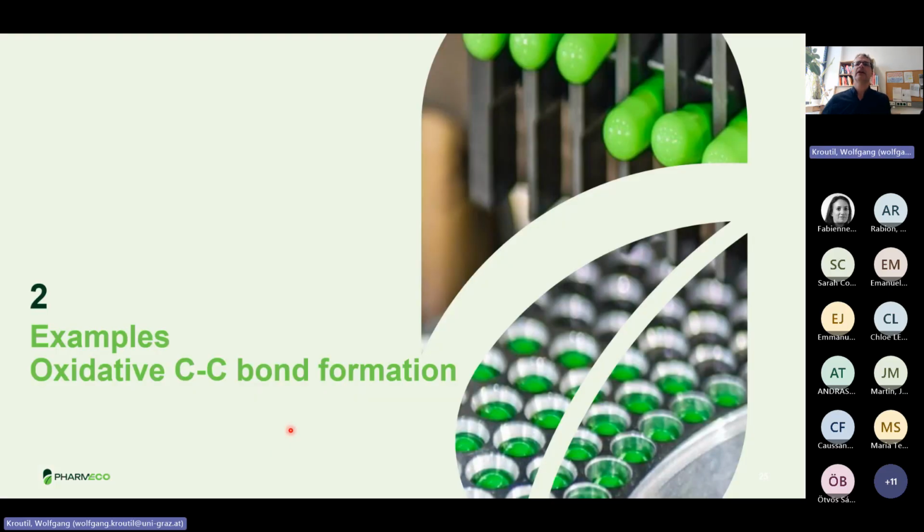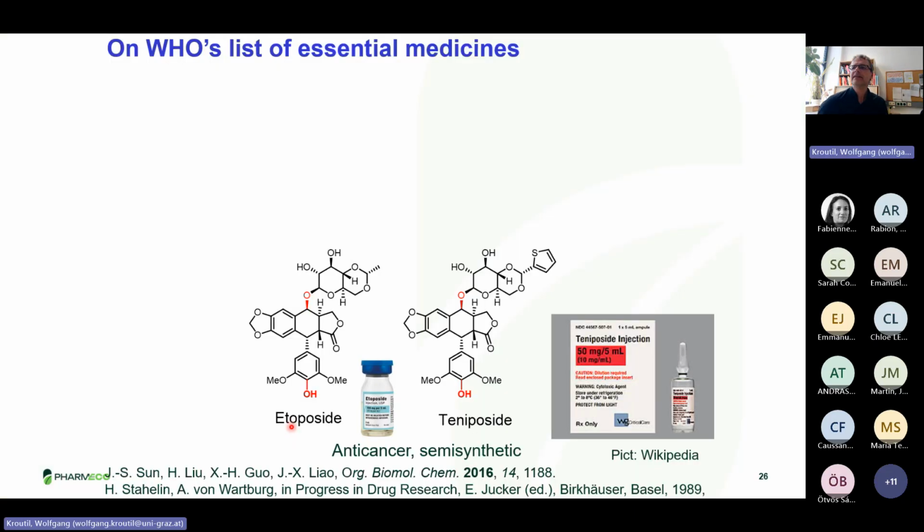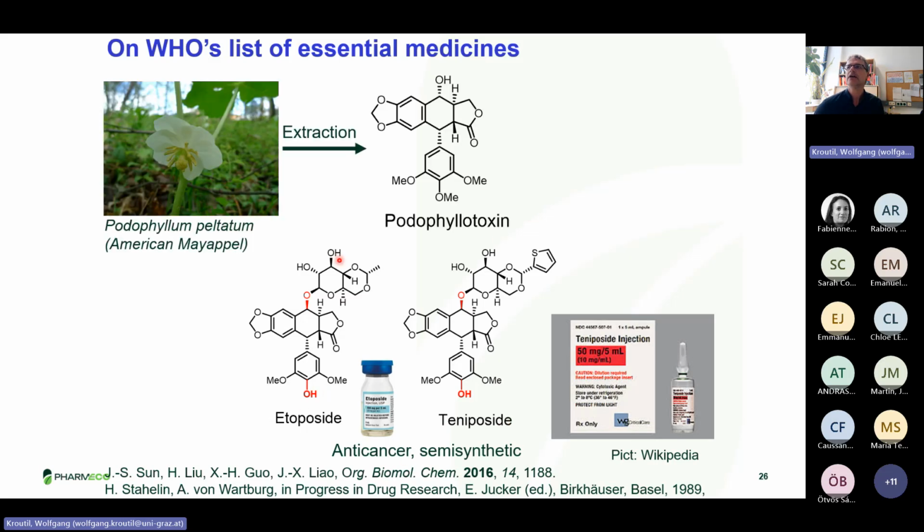The second example, oxidative CC bond formation. Looking at those two molecules, etoposide and teniposide, both are anti-cancer drugs, but are semi-synthetic. You get them by extracting podophyllotoxin from the American Mayapple, and then within two steps, whereby one is an epimerization of the hydroxy, and in the same step also demethylation, and then attaching the sugar moiety, you arrive at etoposide.